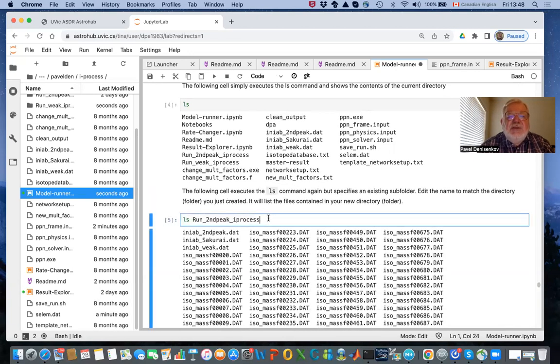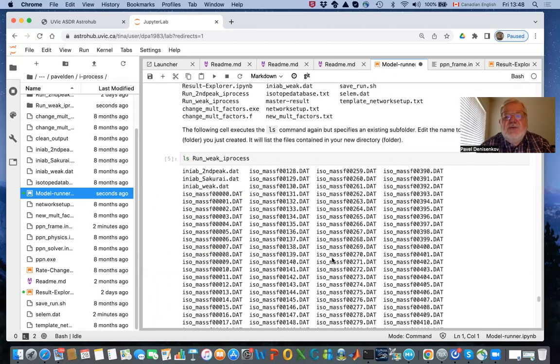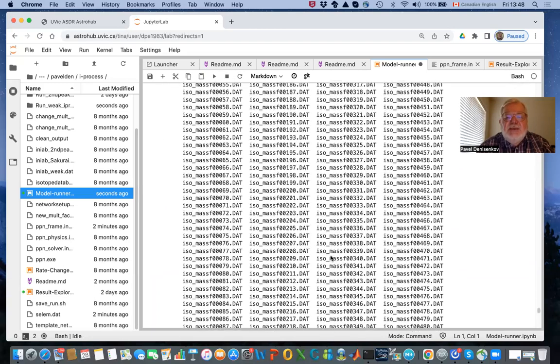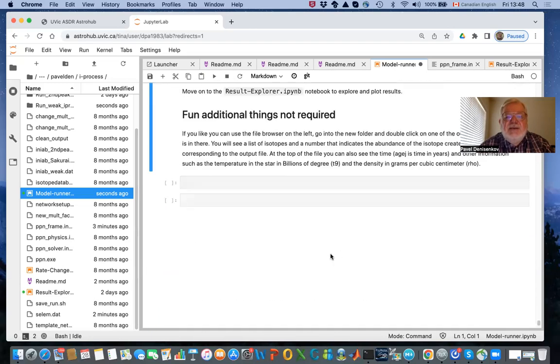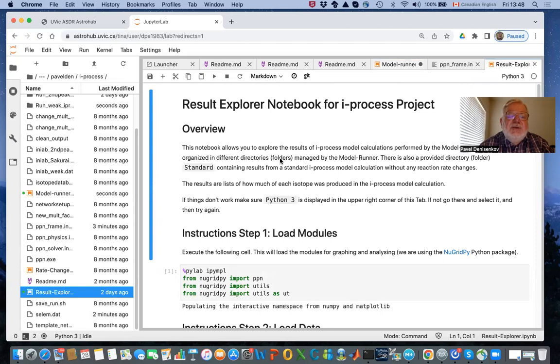So when I check the content of this directory, run_weak_i_process here, I see that these files are now moved to this directory. Okay, so my calculations are done with the model runner notebook. Now I go to the notebook Results Explorer, which allows me to do some simple analysis of my computed data files.